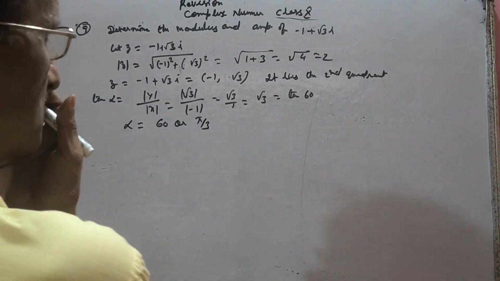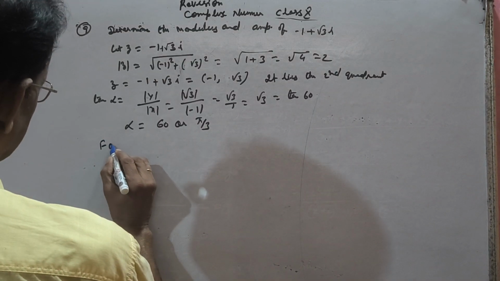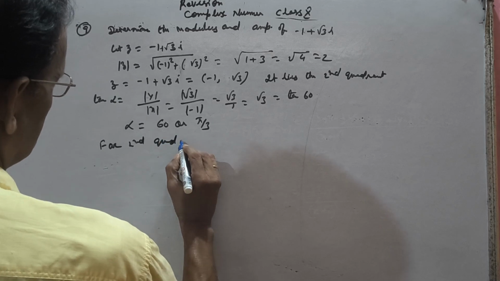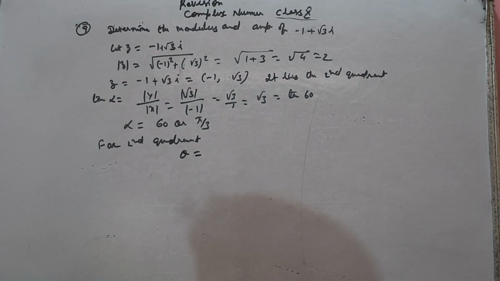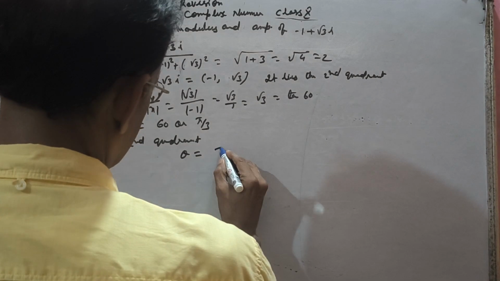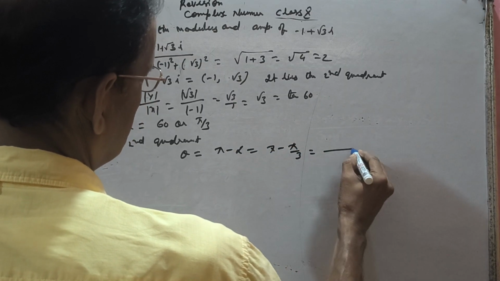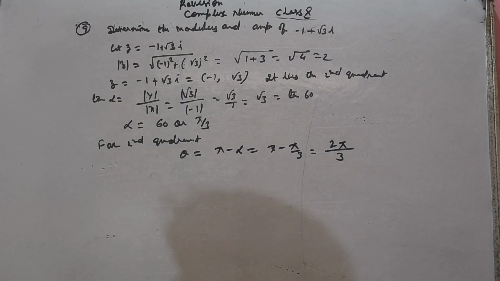Now for the second quadrant, what is theta equal to? Theta equal to pi minus alpha. So pi minus pi by 3. 3 is the LCM, so how much will we get? Twice pi by 3. So this is the amplitude, twice pi by 3.